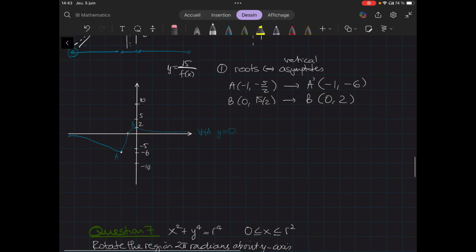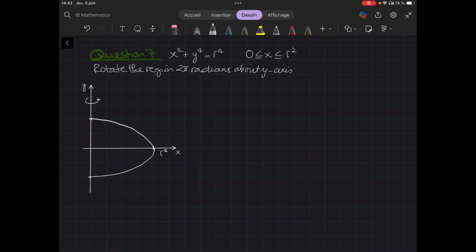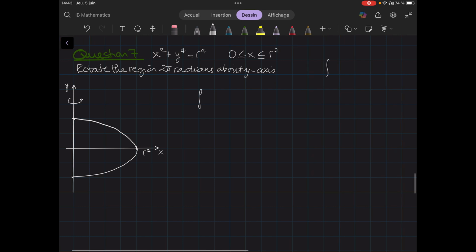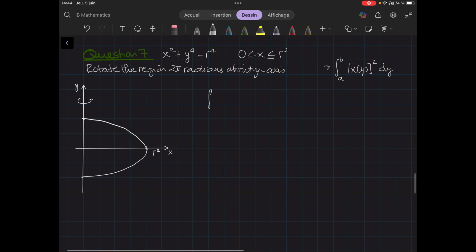Question 7. If we are rotating about the y-axis, we know that the formula is pi multiplied by the integral of x squared in terms of y, dy, with a lower bound and upper bound. This is our lower bound. That is our upper bound. X squared in terms of y, that is trivial. That is y to the 4 minus y to the 4. Don't forget the pi. What are our upper and lower bounds?